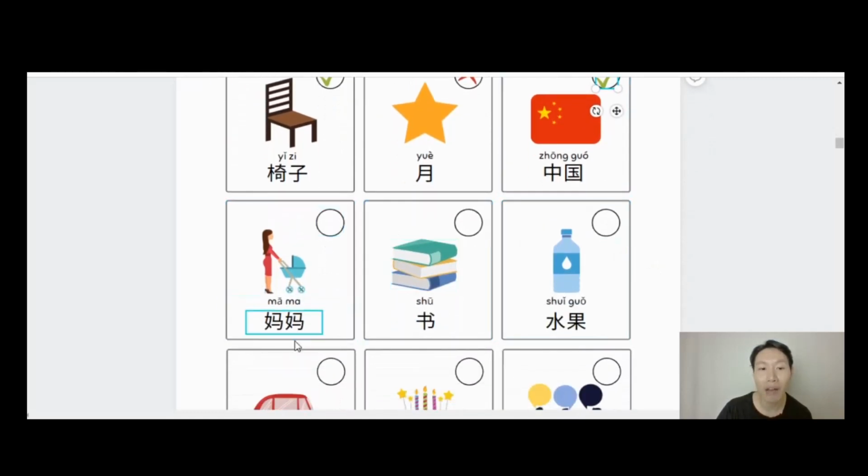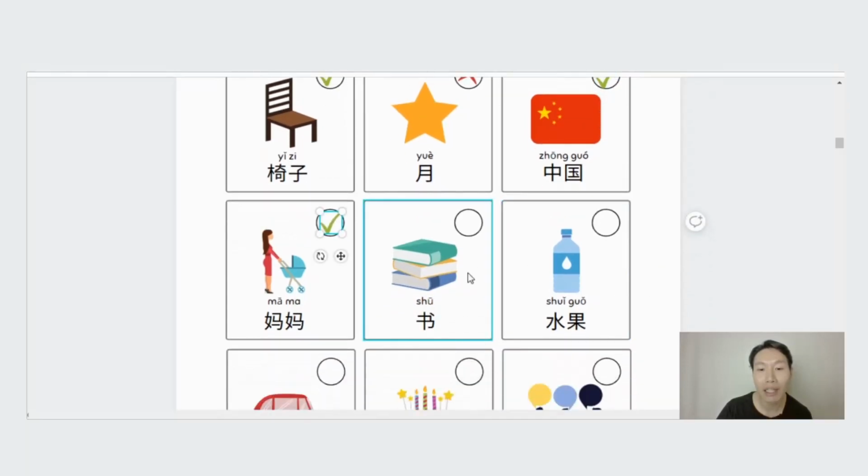Next, we have 妈妈. 妈妈. As you can see, this radical over here gives it away. It's something to do with female. So 妈妈 obviously means mum. Next, we have a standalone character here. 书. 书 indeed means books. So this is correct.